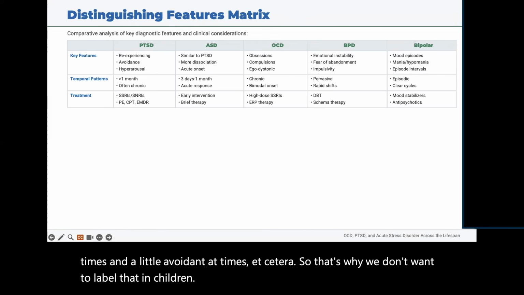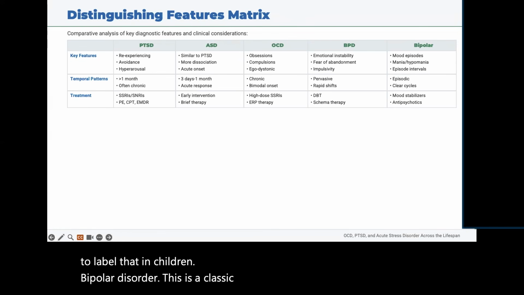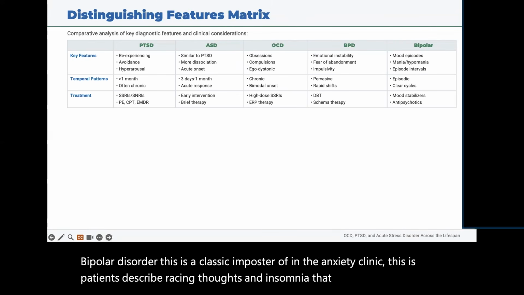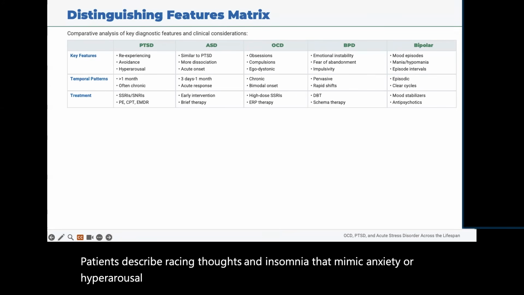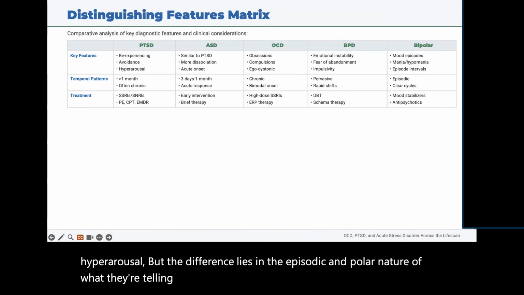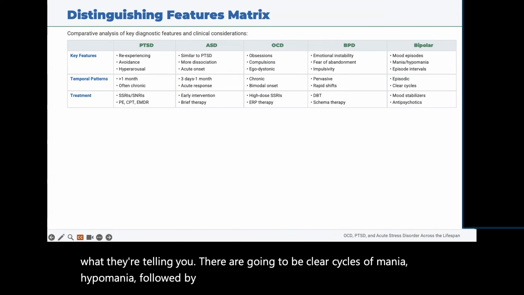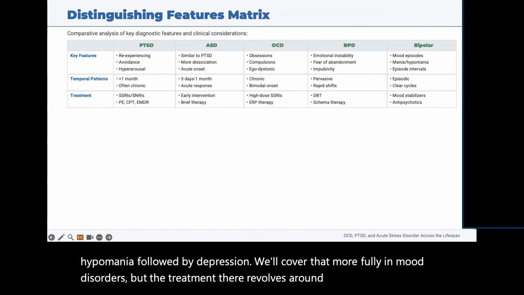Bipolar disorder is a classic imposter in the anxiety clinic. Patients describe racing thoughts and insomnia that mimic anxiety or hyperarousal, but the difference lies in the episodic and polar nature of what they're telling you. There are going to be clear cycles of mania or hypomania, followed by depression. We'll cover that more fully in mood disorders, but the treatment there revolves around mood stabilizers and antipsychotics.